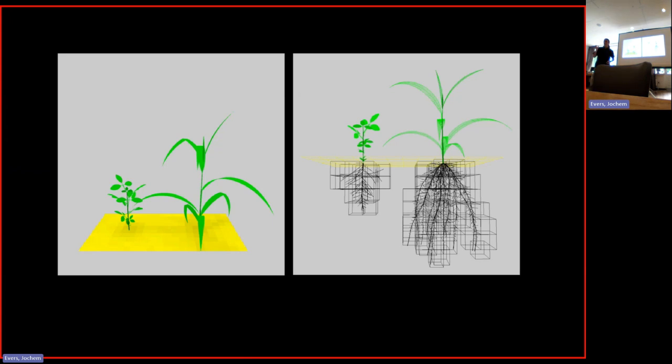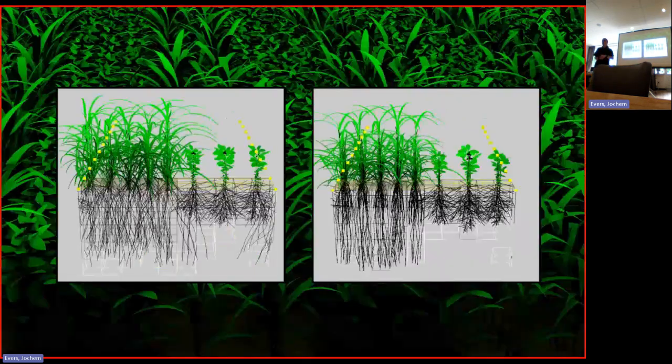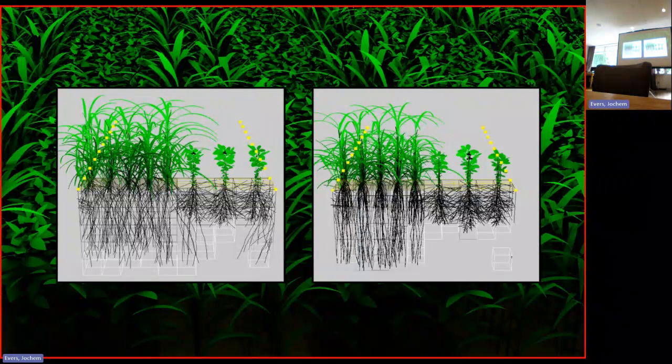Now, what such a model allows you to do is already do very simple in silico, as we call it, experiments that are hard to do in real experiments. For example, see this intercropping situation. We have a couple of cereal plants growing here and a couple of legume plants growing here. Same on the left and to the right.